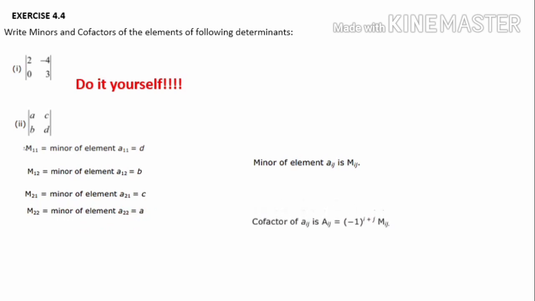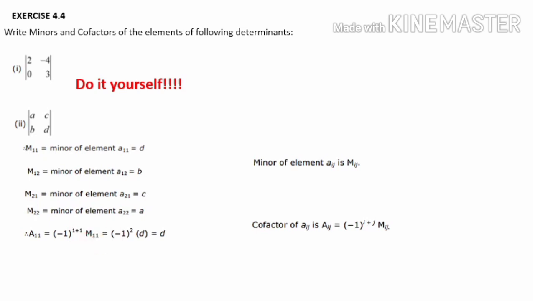Then let's recall the cofactor. The cofactor of Aij is minus 1 the whole power, the row value plus column value, into its minor. So let's write A11. A11 means the cofactor of the first element, that is minus 1 the whole power row value plus column value into the minor of 11.